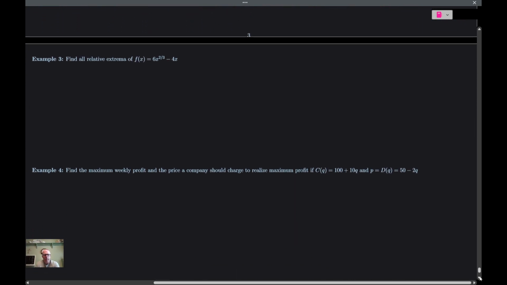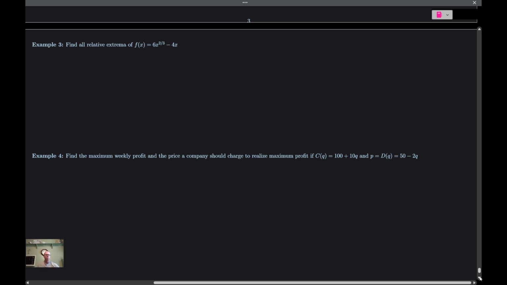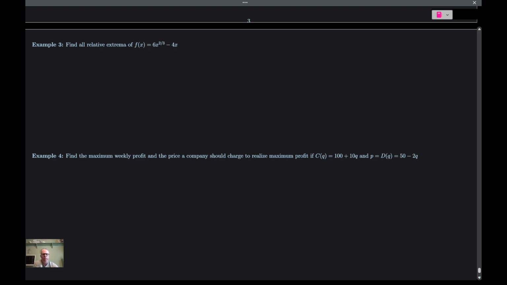All right, so let's look at a different type of function. So we have 6x to the 2/3 minus 4x. So let's take the derivative. F prime of x equals 4x to the -1/3 minus 4. Set that equal to 0. So 4x to the -1/3 equals 4. X to the -1/3 equals 1. So x equals 1. Now, we also have in this one that x equals 0. That is also a critical point because it is not in the domain of the derivative. So both of these are critical points.